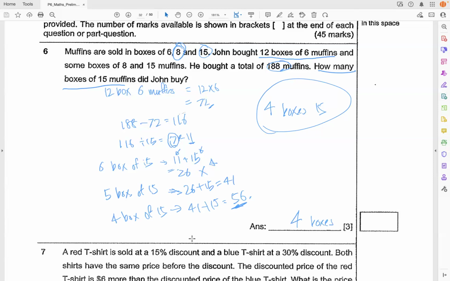Any question for question 6? Anyone got question? You can send me in the chat, if you have a question. Okay. No question, I'll go on to the next one.